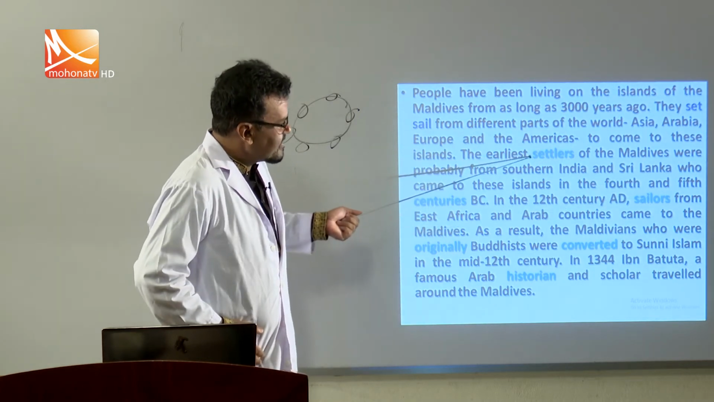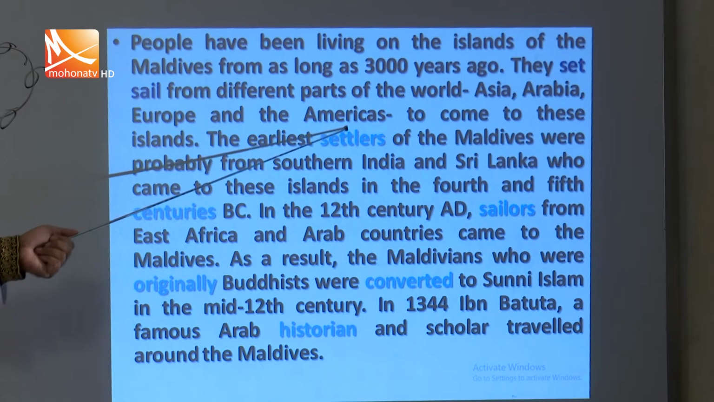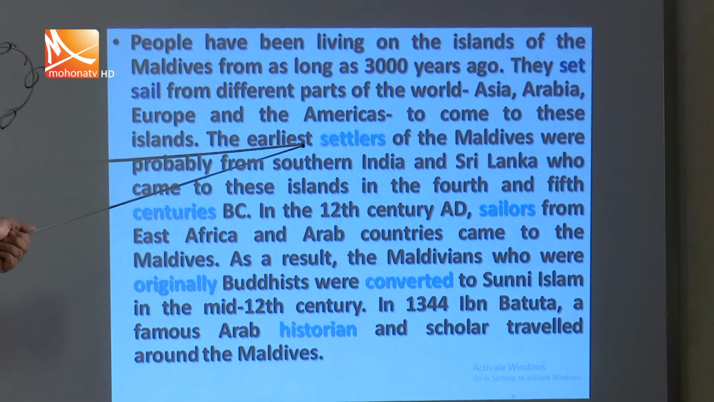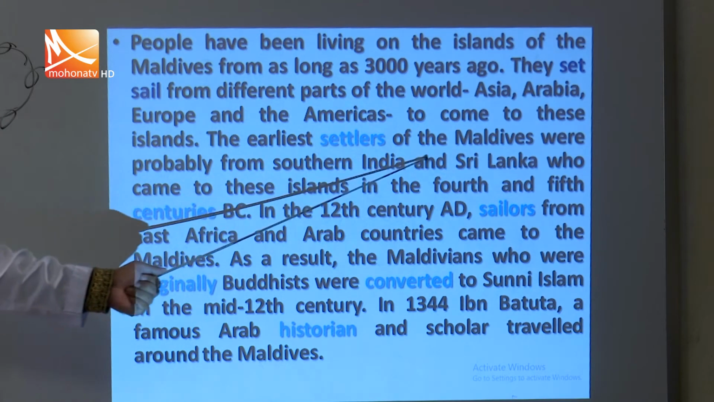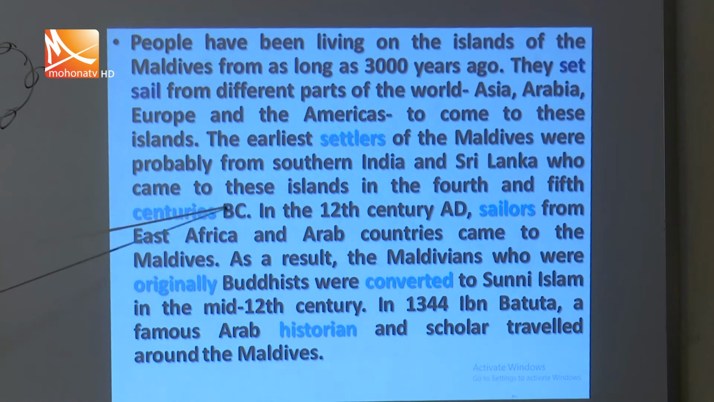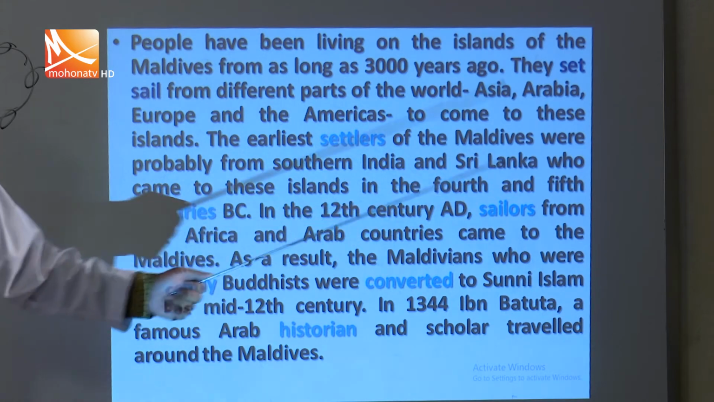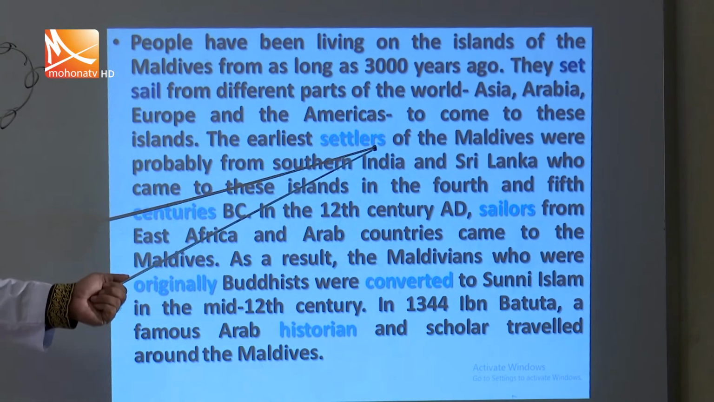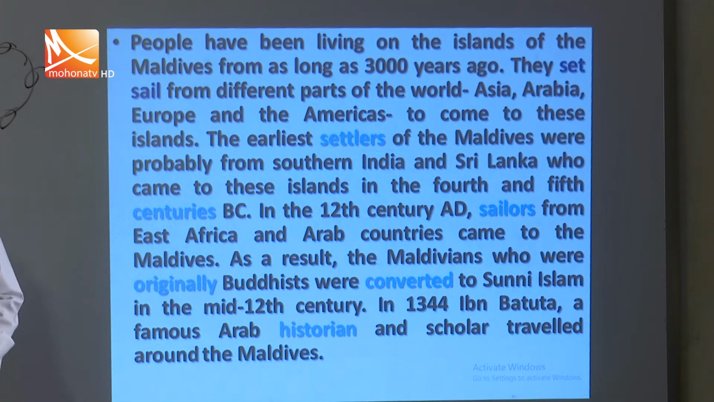The earliest settlers, who come somewhere to live permanently, they are called settlers. So the earliest settlers of the Maldives were probably from South India and Sri Lanka, who came to this island in the 4th and 5th centuries BC. So who came to Maldives first? They are Sri Lankan and some Southern Indian. They first came to Maldives to live permanently.